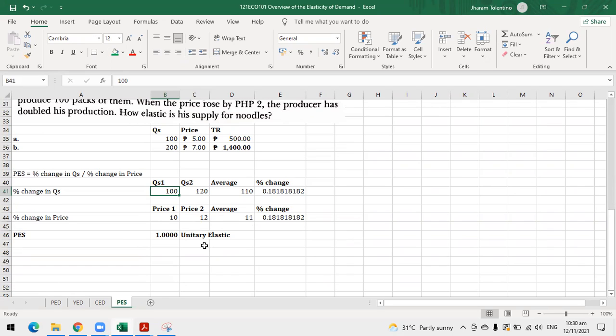Okay, kasi madodoble. Imagine mo, maliit lang na amount. Check natin ha. From 100, naging 200 for just a minimal change in price. From 5, naging 7. Elastic. Makikita nyo na, yes, it's times 2.